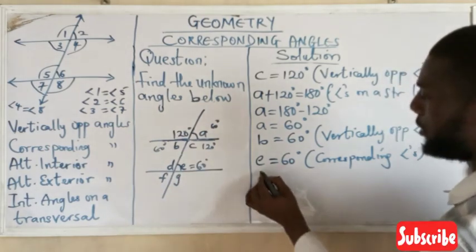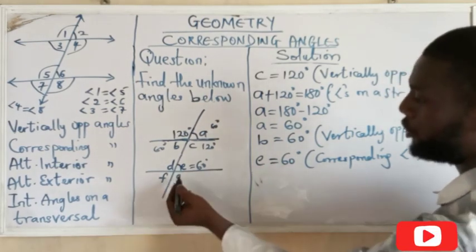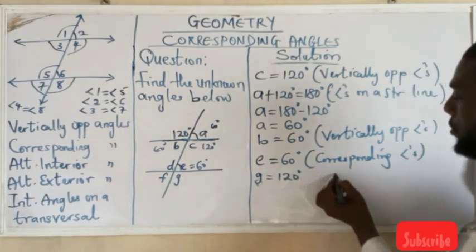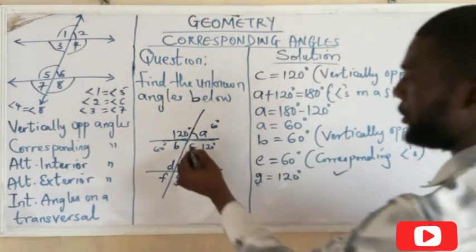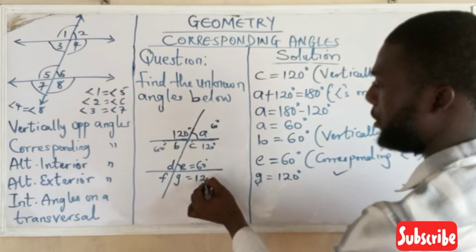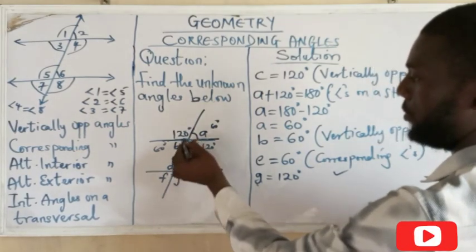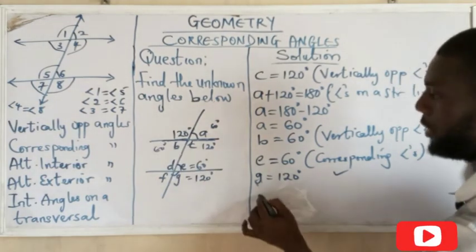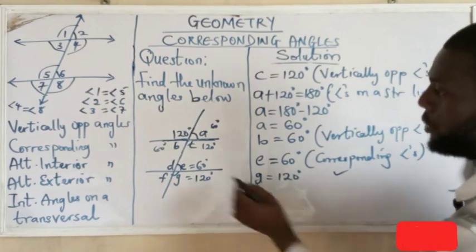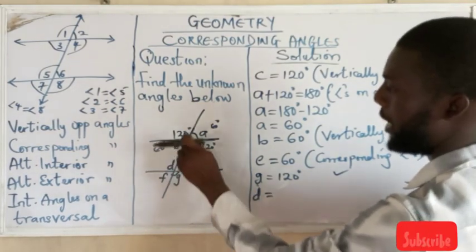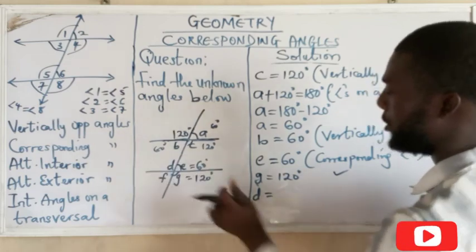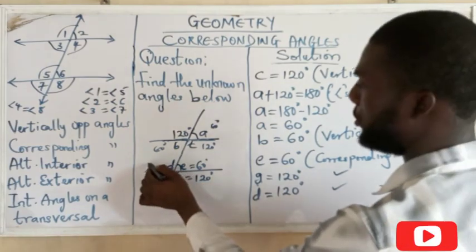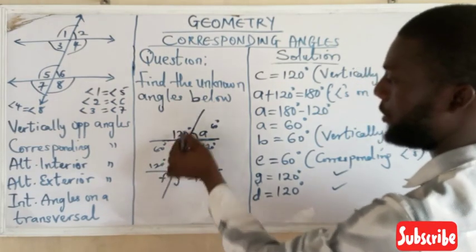Then also, I will say G equals 120 degrees. Reason, corresponding angles. So since letter C and letter G are on the same position, they are corresponding to themselves. So also D equals what? Let's watch. This angle 120 lies on the same position with angle D. So angle D is 120 degrees. Reason, corresponding angles. So this is 120 degrees because they lie on the same position.